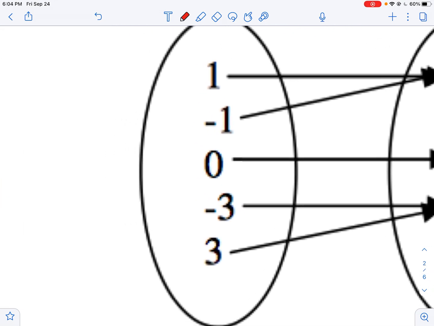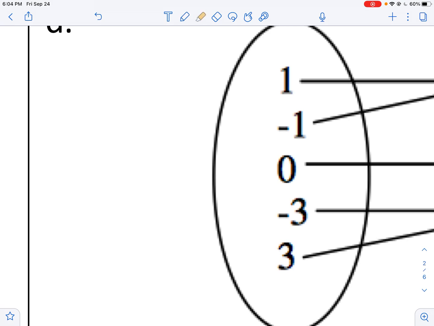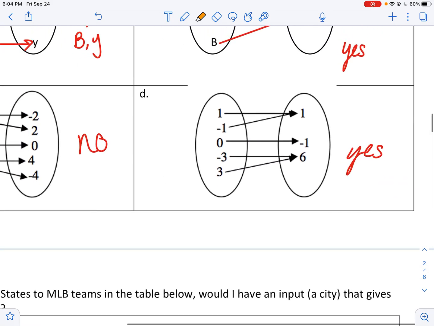Again, even though some of them go to the same thing, just look at the left side, just your inputs. How many arrows do you see coming out of each one? Just 1. And that's good. I want exactly 1 output.